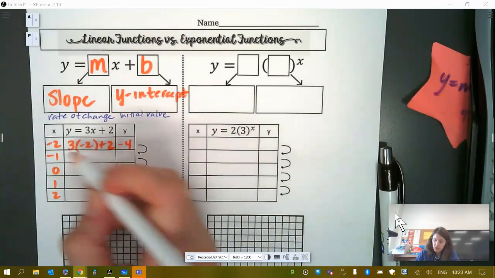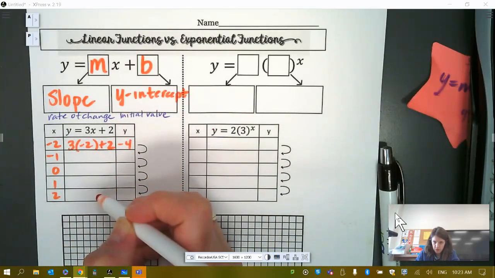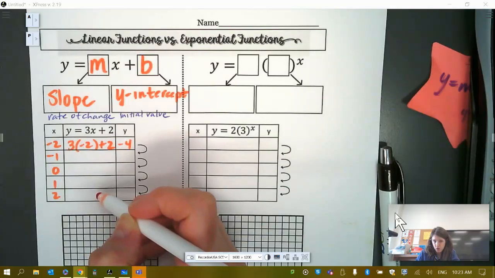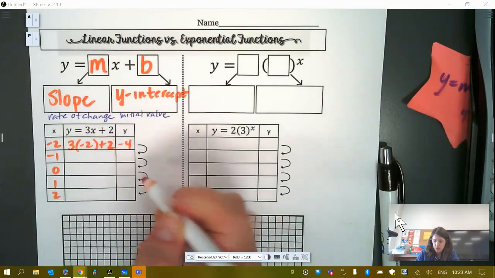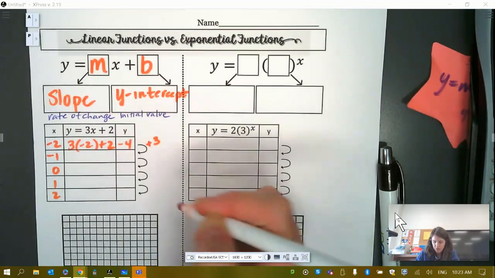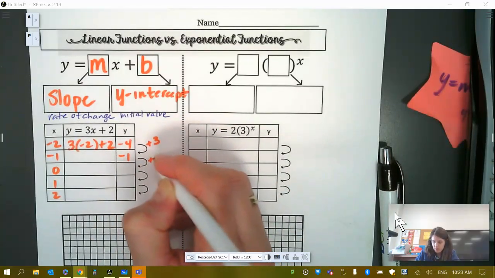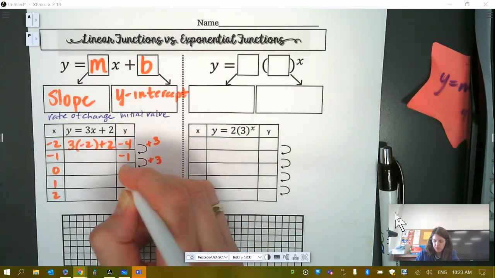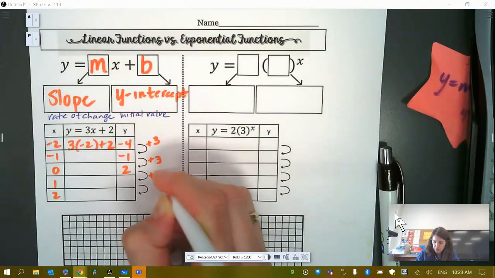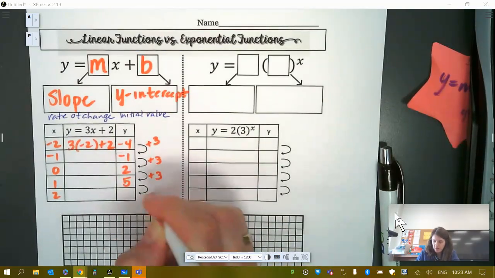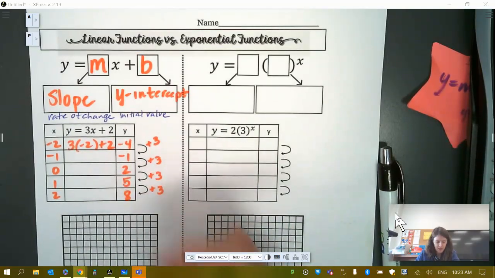From there, you can either keep entering each number, or you can think about what the slope is of this equation, right? The slope is 3, so each time I'm going to be adding 3, so -4 plus 3 is going to be -1. Plus 3 is going to be +2. Plus 3 is going to be +5, and then plus 3 is going to be +8.